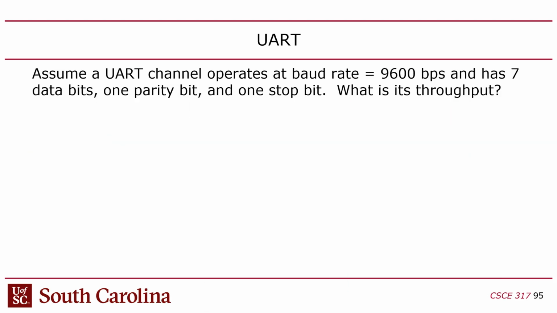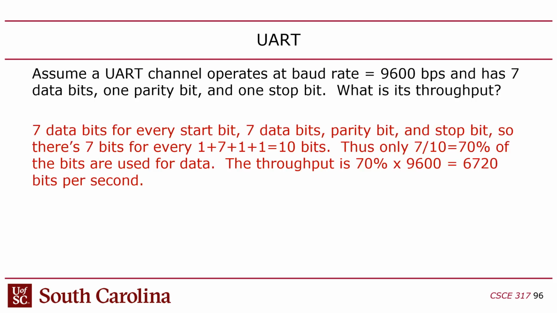Okay, so here's another question for you. Assume a UART channel operates at baud rate 9600 bps, bits per second, and has 7 data bits, 1 parity bit, and 1 stop bit. What is the throughput? If it has 7 data bits, you're only getting 7 bits of data, but you have to transmit an additional parity bit, start bit, and stop bit. So for every 7 data bits, there are 3 additional bits of overhead. You're getting 7 data bits for 10 total bits.